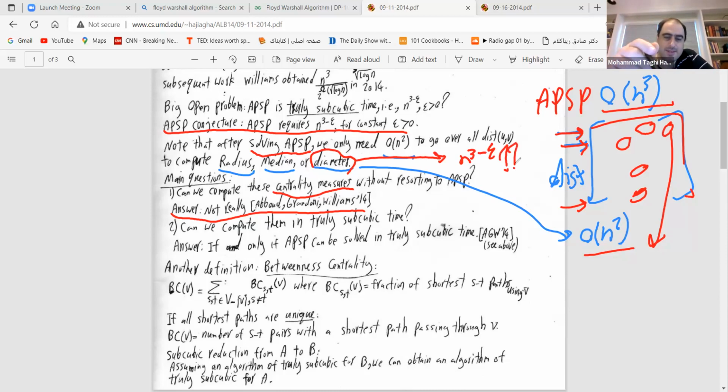But for radius and median and others, you can show that you actually need all pairs shortest path. You cannot do it better than n to the 3 if all pairs shortest path cannot be done better than n to the 3. So in some sense, for radius and median, the best way is to just find all the pairs and then compute the radius and median. And these are the results in Abboud et al. in 2014.